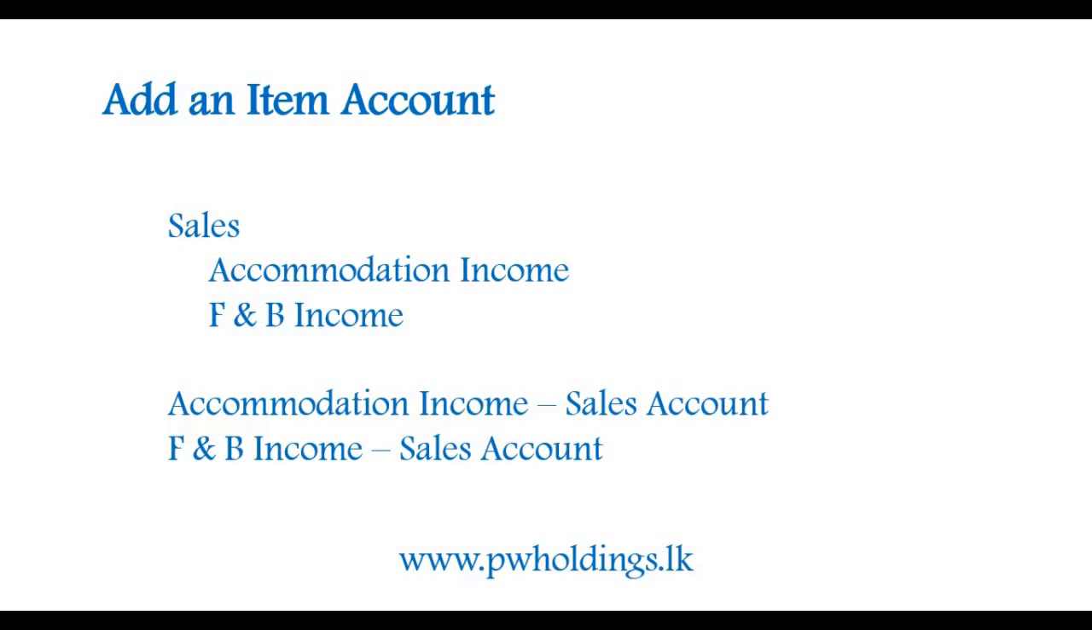For that requirement, when you are creating rooms, you can link the sales account as accommodation income, and when you are creating food and beverage items, you can link F&B income. From that, when you are generating the profit and loss report, you can view accommodation income separately and food and beverage income separately.